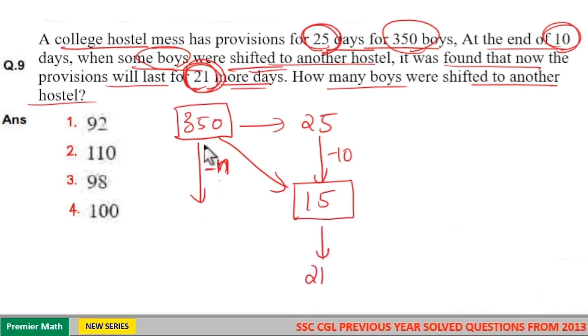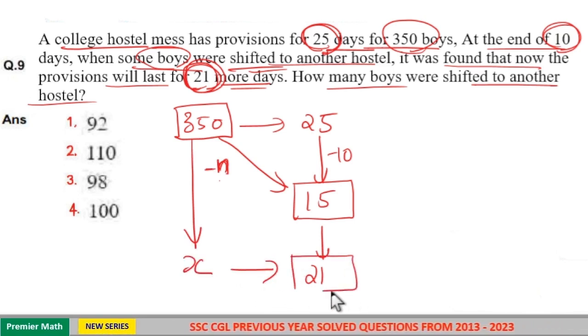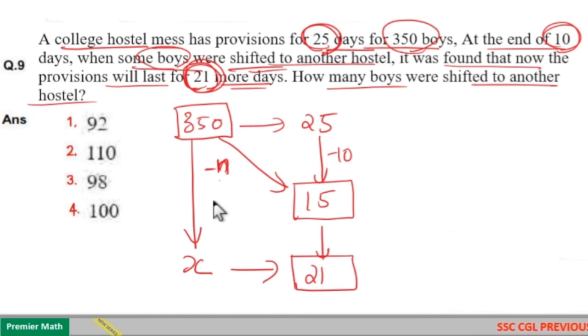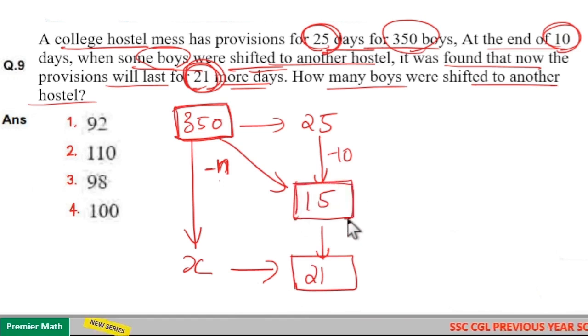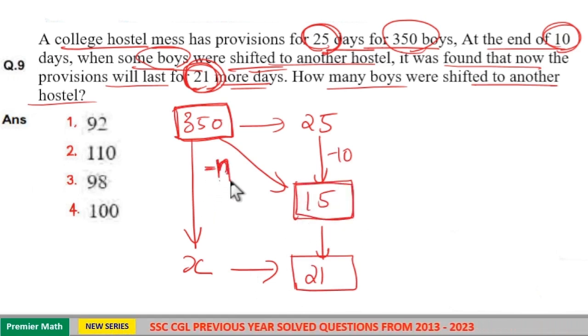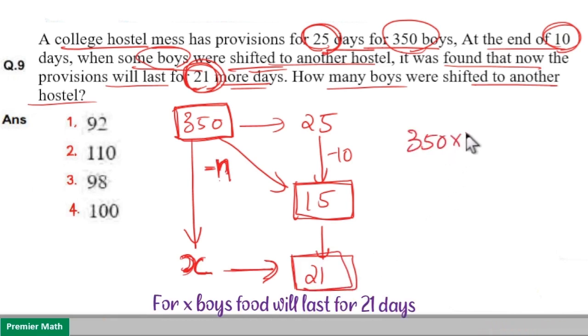That is, for 350 minus n boys, I'll take it as x number of boys. That is, for x number of boys, food will now last for 21 days. You can see, after 10 days, for 350 boys, food will last for 15 days. But after n boys leave, there are x boys remaining. Now for these x boys, food will last for 21 days. Which means 350 into 15 is the food remaining, which is equal to x into 21.